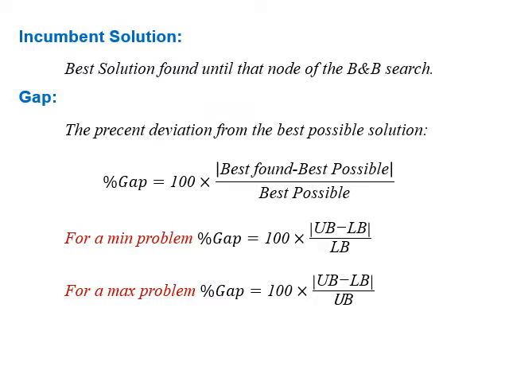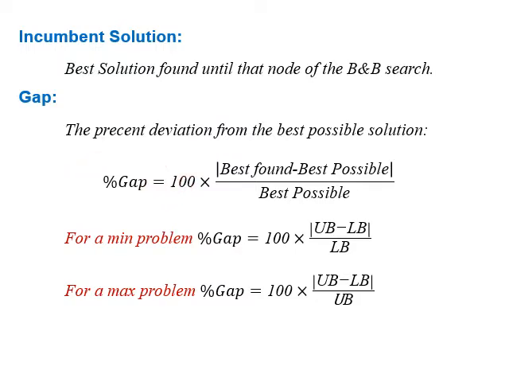Okay, so how do we calculate this gap value? As we said, it's the percent deviation from the best possible solution. So it is best found, which means incumbent, minus best possible, which is the bound, and this is in absolute value because this gap value is always positive, divided by the best possible that you can find from this branch and bound search, which is your bound. And when you multiply this by 100, you come up with your percent gap value.